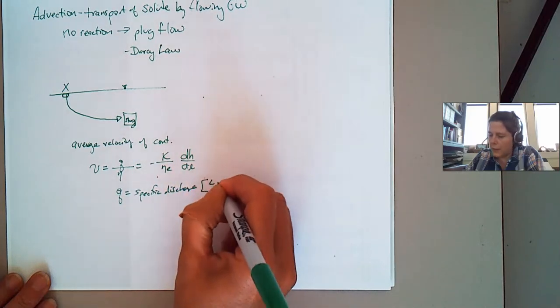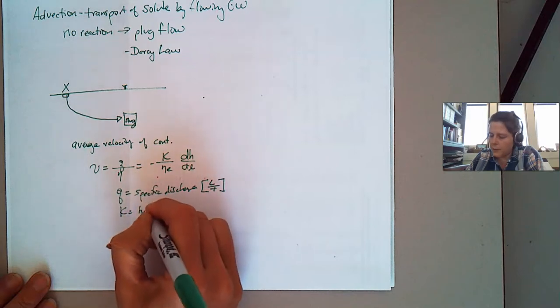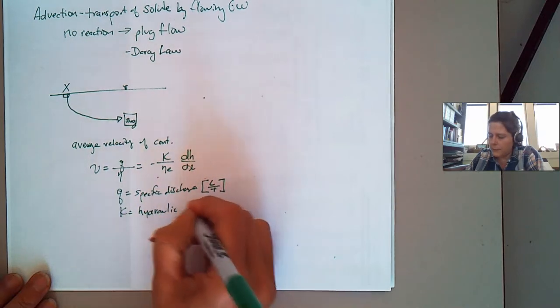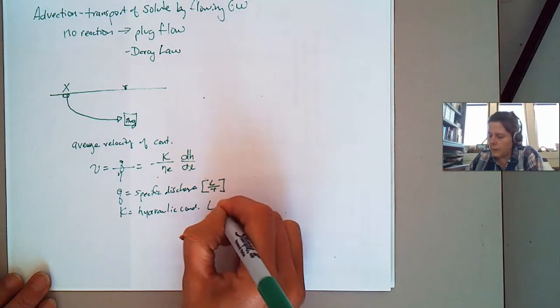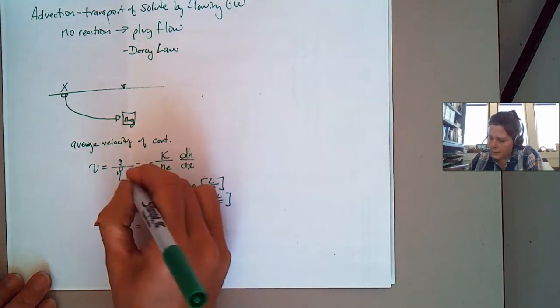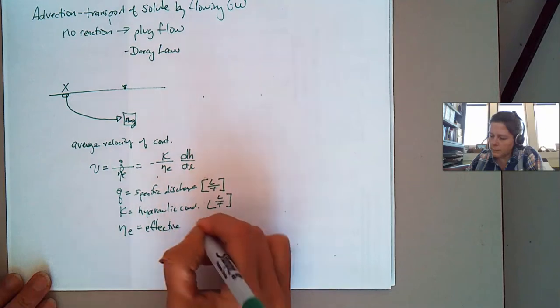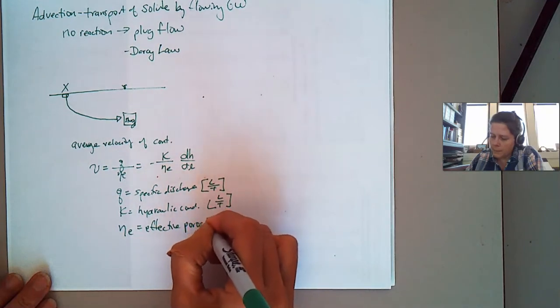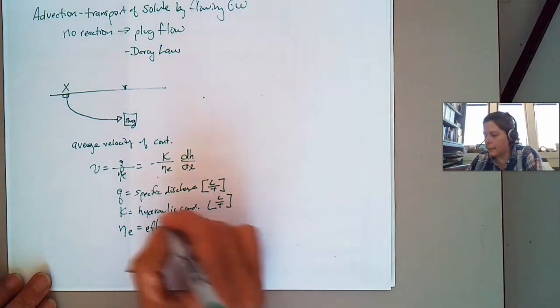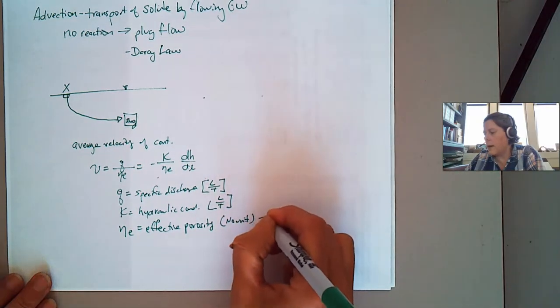in units of length over time. K is the hydraulic conductivity in length over time. NE is the effective porosity, and there's no units on that. So there are no units on porosity.